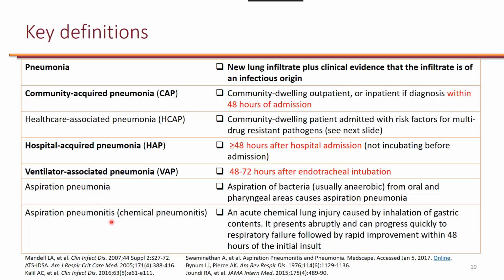Another thing that can happen due to aspiration is a sterile aspiration. So it could be just gastric content without flora, and it can still cause some inflammation and reaction in the lungs. We definitely call this aspiration pneumonitis rather than pneumonia. Some people call it chemical pneumonitis to make it clear that it is not due to an organism. So aspiration pneumonitis or chemical pneumonitis should not be treated with antibiotics.